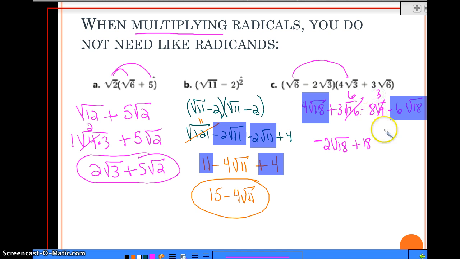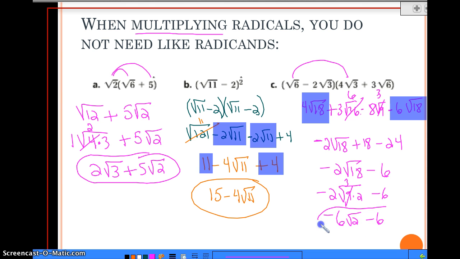And 3 times negative 8 is negative 24. Alright, we got negative 2 root 18. 18 minus 24 is negative 6. Square root of 18 breaks down to 9 times 2. 3 times negative 2 is negative 6 root 2 minus 6.